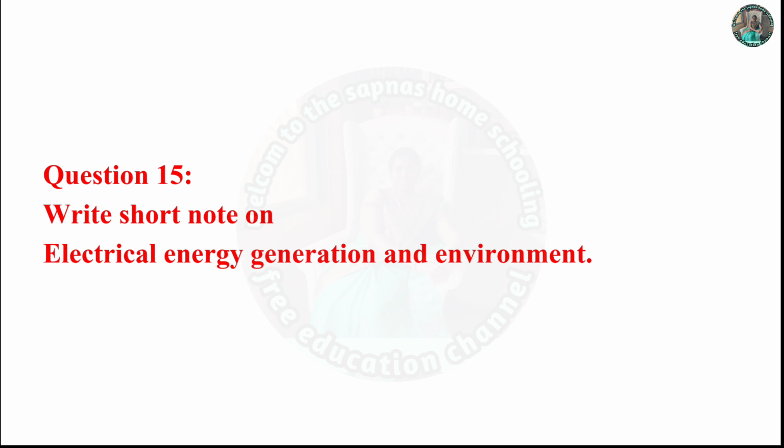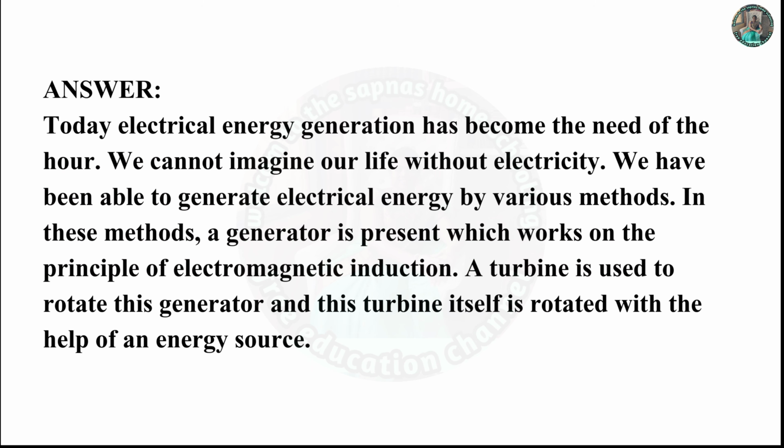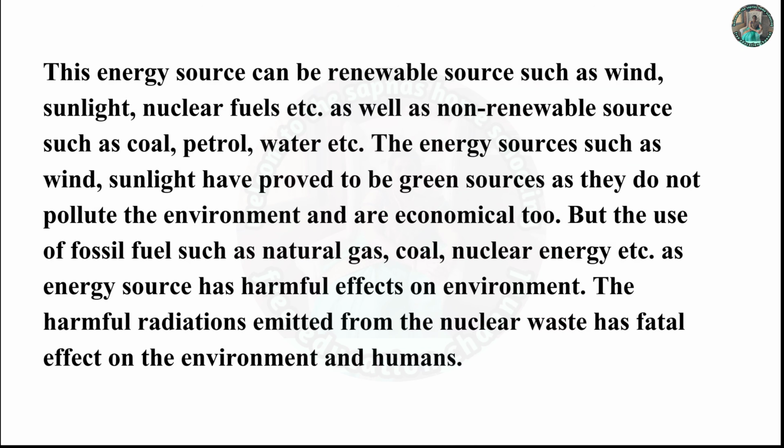Question 15. Write short notes on electrical energy generation and environment. Today electrical energy generation has become the need of the hour. We cannot imagine our life without electricity. We have been able to generate electrical energy by various methods. In these methods, a generator is present which works on the principle of electromagnetic induction. A turbine is used to rotate this generator and this turbine itself is rotated with the help of an energy resource. This energy source can be renewable, such as wind, sunlight, etc., as well as non-renewable, such as coal, petrol, nuclear fuels, etc.